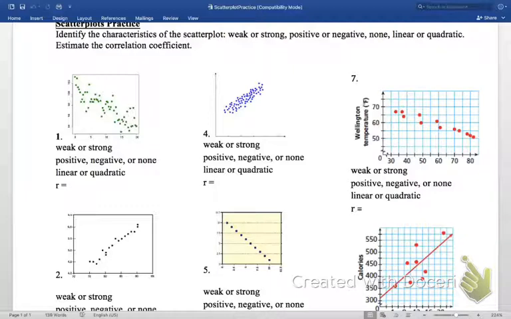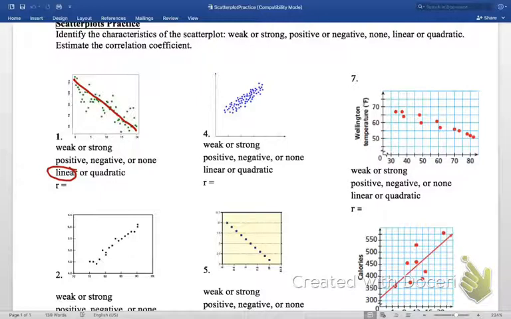We're going to do these scatter plots practice problems that we have with this lesson. The first thing we need to do is draw a line through the data. Try and make it a straight line. If you don't have a ruler, just do the best you can. So I'm going to draw a nice straight line through my data, and I notice, yes, it is linear. Okay, so I can circle that.